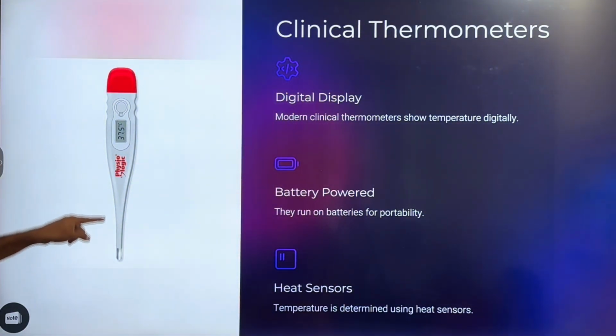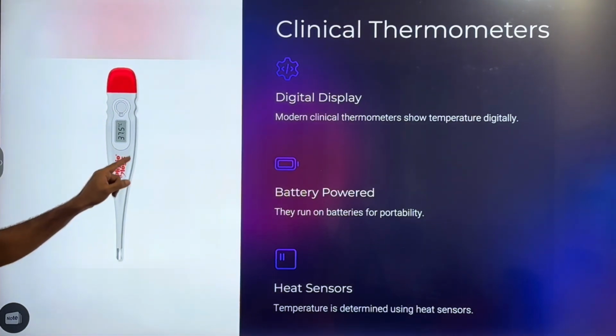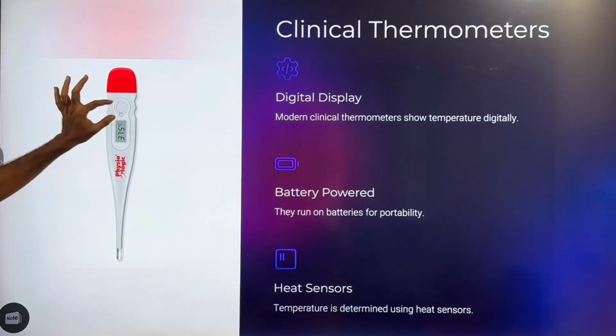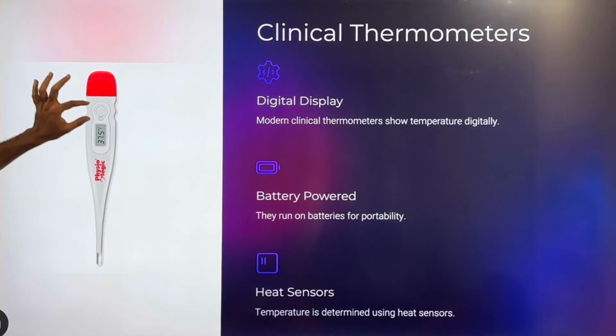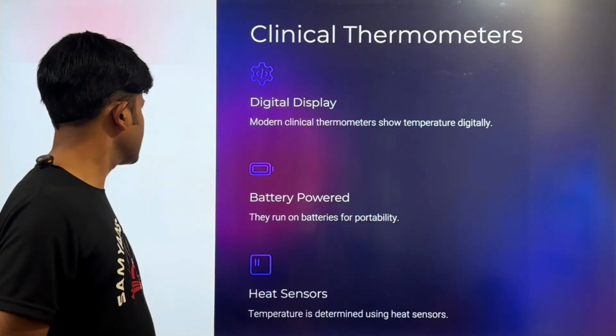So this is the clinical thermometer, and there is a digital display also. This is the modern clinical thermometer. It shows temperature digitally, yes or no? And here we also have a battery-powered thermometer. They run on batteries for portability, and they have a heat sensor. By using that sensor, they can measure the temperature of the human body.